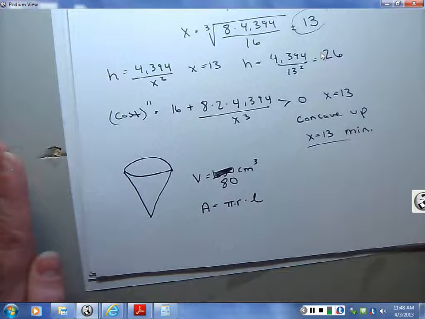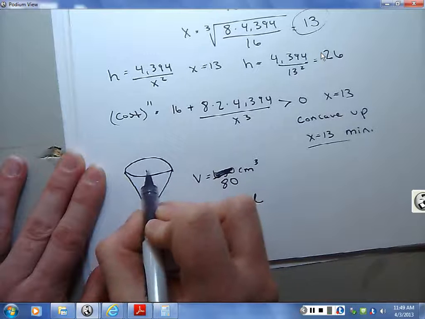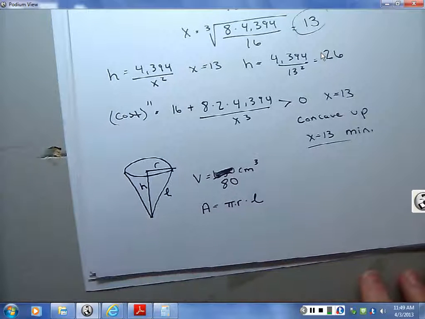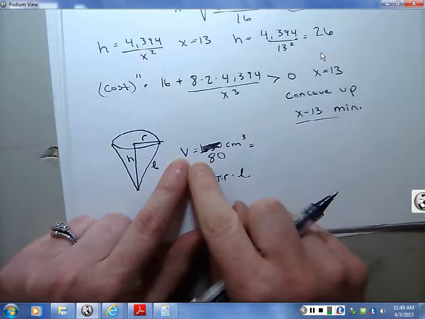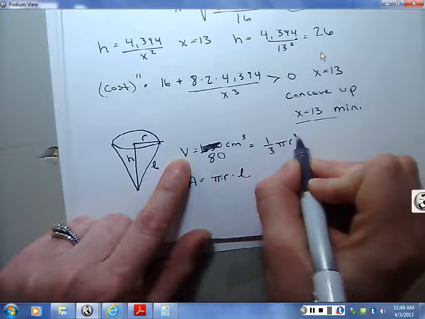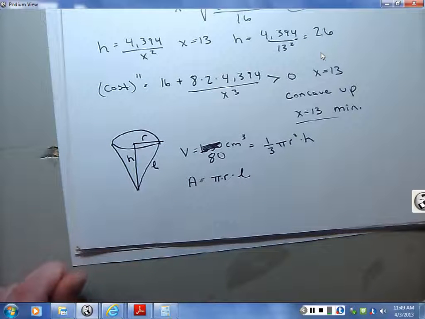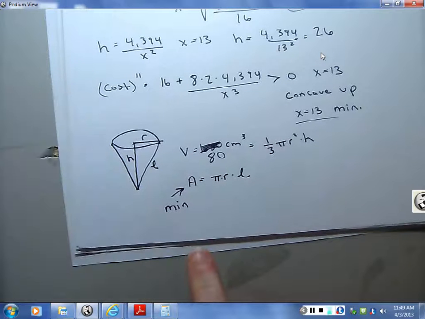L is the slant height. If this is my height and this is my radius, this is my slant height. So the volume, do you guys know the formula for volume of a cone? One-third pi r squared times h. So here you can see I want to minimize this area function.